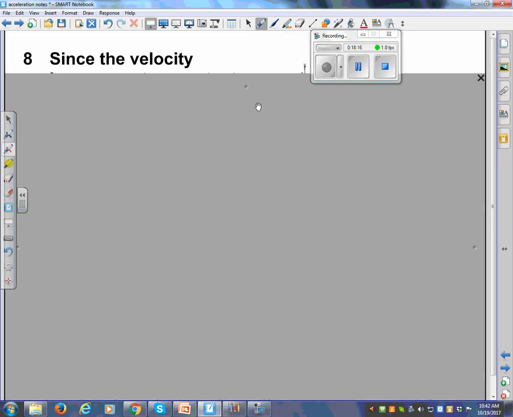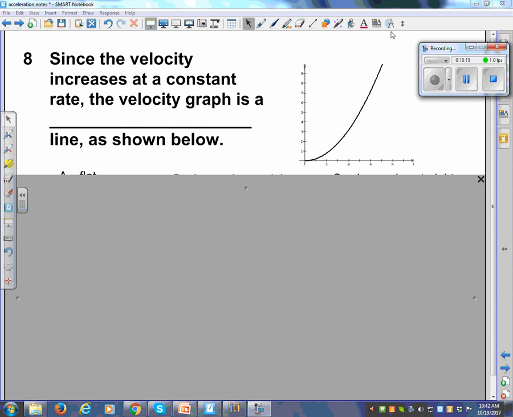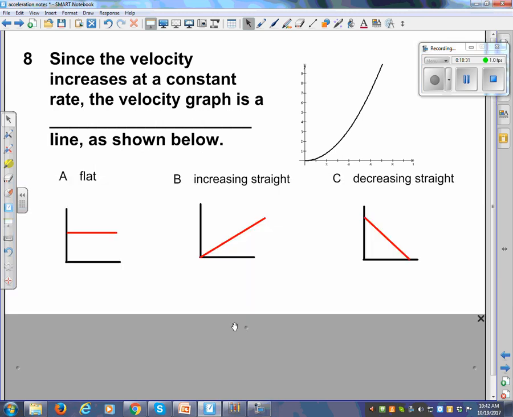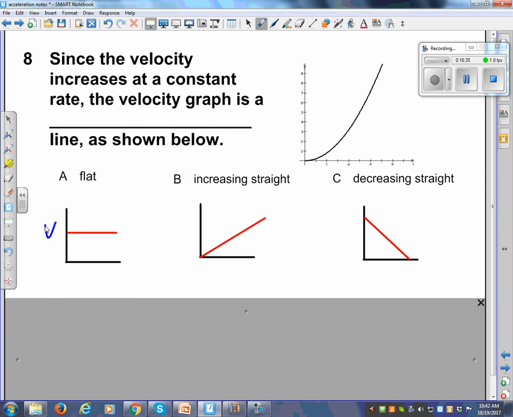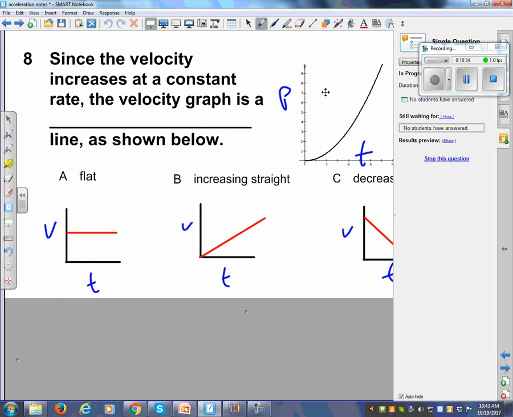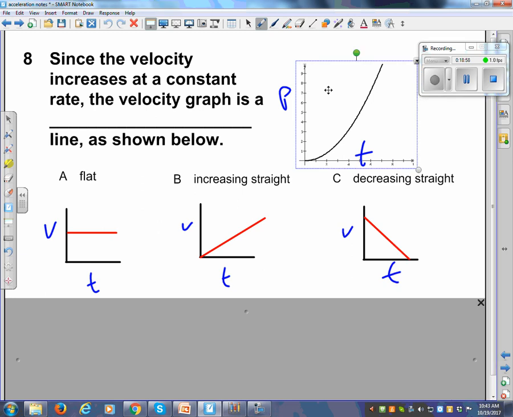Okay, here's the hardest one we're going to have today, probably. Since the velocity increases at a constant rate, the velocity graph is what kind of line, as shown below? So which one of these is the matching velocity time graph? These are all VTs. This is a position time graph. Which one of those, A, B, or C, is the matching velocity time graph? I'll wait a little longer for this one because this one might take some thinking on your part.